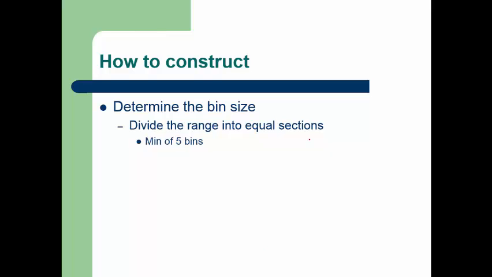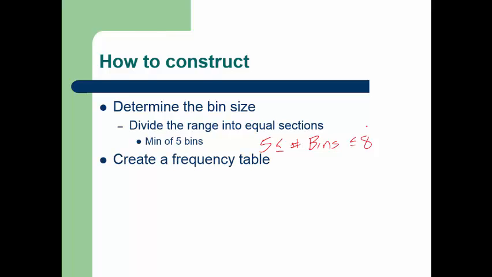I will say you probably want to keep the number of bins somewhere between 5 and maybe about 8 or 9, because if you get too many bins, then all of a sudden your graph becomes overwhelming for a reader. A quick frequency table a lot of times makes a big difference as you're sorting through your data, and then we'll draw the graph.